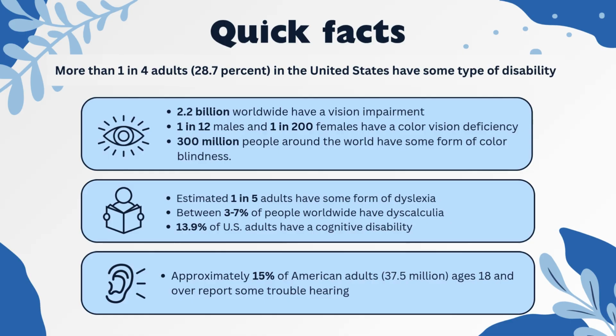But disabilities don't just deal with physical, there are also learning disabilities. 1 in 5 adults have some form of dyslexia, which makes reading difficult. Between 3 to 7% of adults have dyscalculia, which is difficulty with numbers, and 13.9% of U.S. adults have a cognitive disability, which includes disabilities like autism, ADHD, and the two mentioned above, dyscalculia and dyslexia.